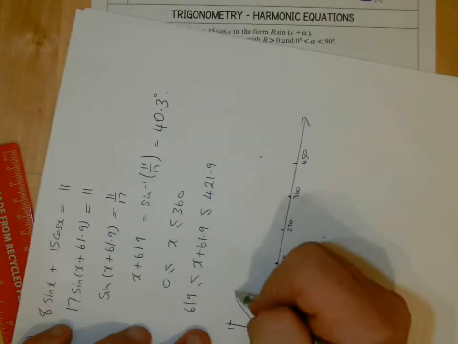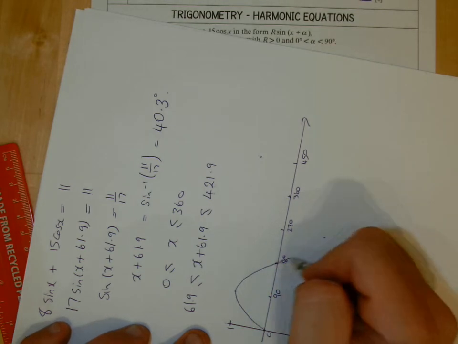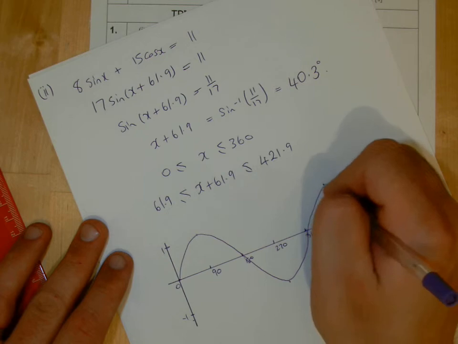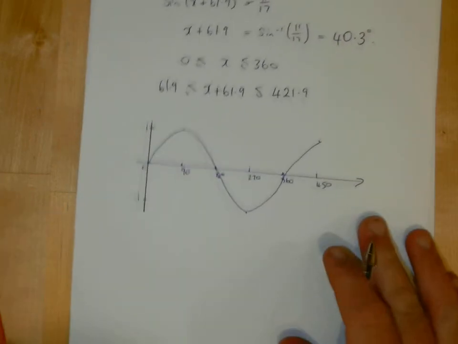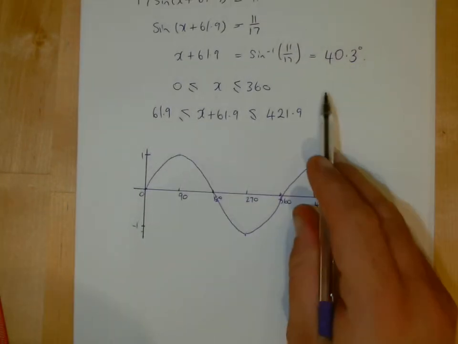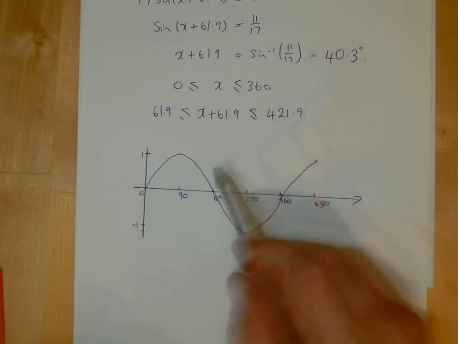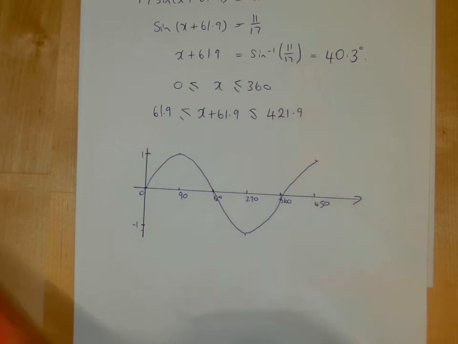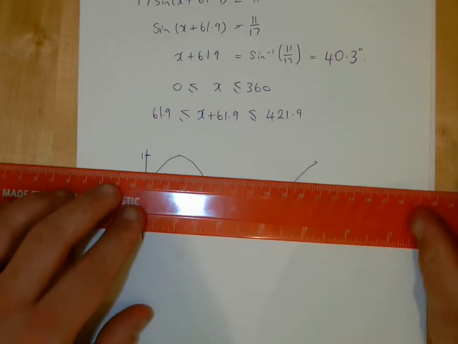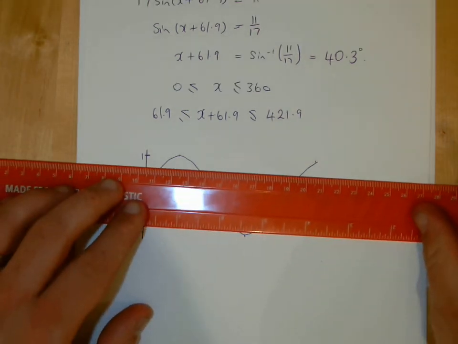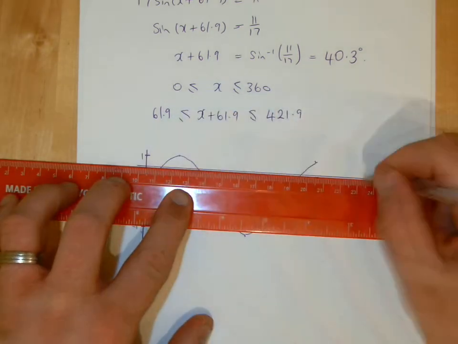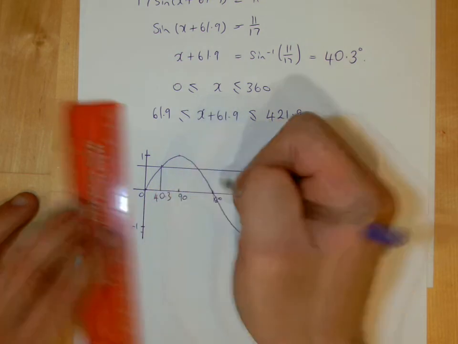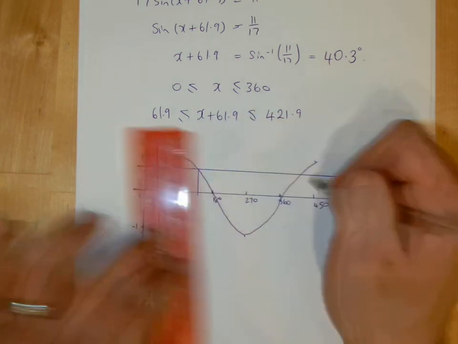Okay, so we've got to try and make this a bit curvy. Okay, that'll do, ish. So we've got 40.3 here, for 11 17ths. That's more than a half, isn't it? So it's about there somewhere. Let's just draw that in. So there's my angle there, 40.3. We've got this one as well, and this one as well.